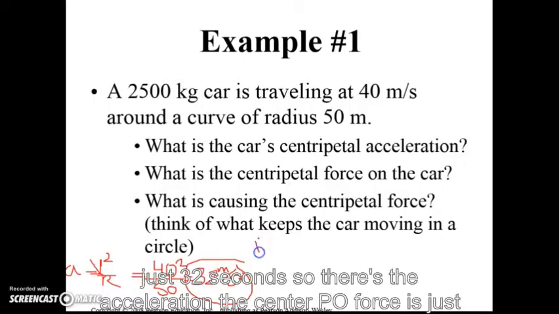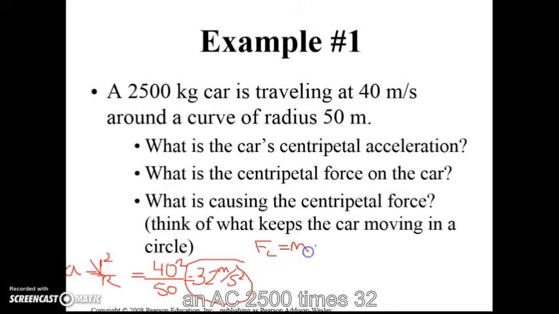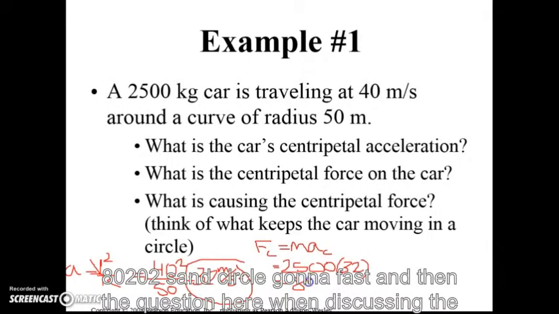The centripetal force is just m a_c. So 2,500 times 32 gives me 80,000 newtons. So that's how much force I need to stay in the circle going that fast.